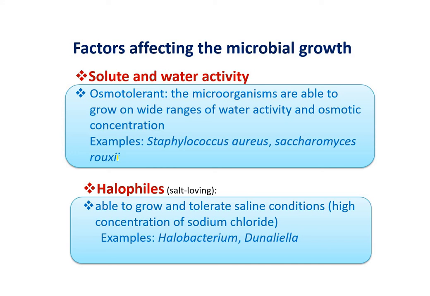The other factor that affects microbial growth is halophiles. If we break down this term, halo means salt and phile means loving. So halophiles have the ability to grow and tolerate saline conditions, that is, a high concentration of sodium chloride. That means they can grow optimally under saline conditions. Examples are Halobacterium and Dunaliella.